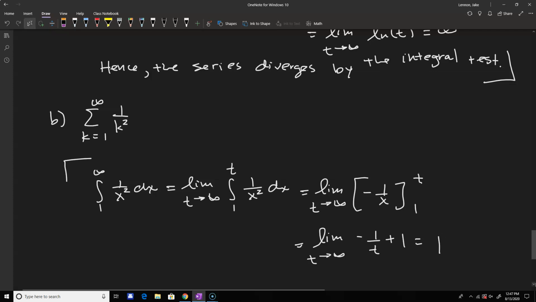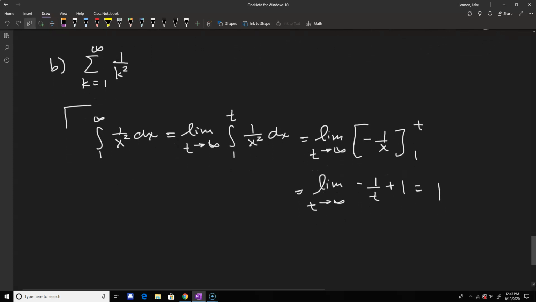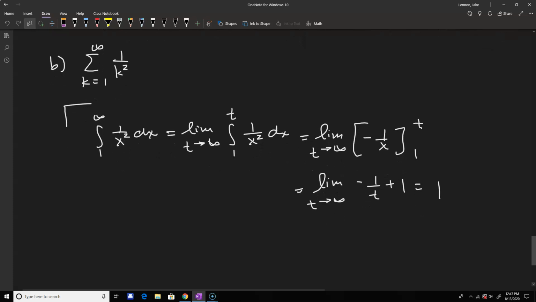So because the integral converges, we know that the series will also converge. However, the series does not converge to 1. That's quite clear, right? The series is definitely more than that because the first term is already 1. So by the integral test, this series from k equals 1 to infinity of 1 over k squared converges.